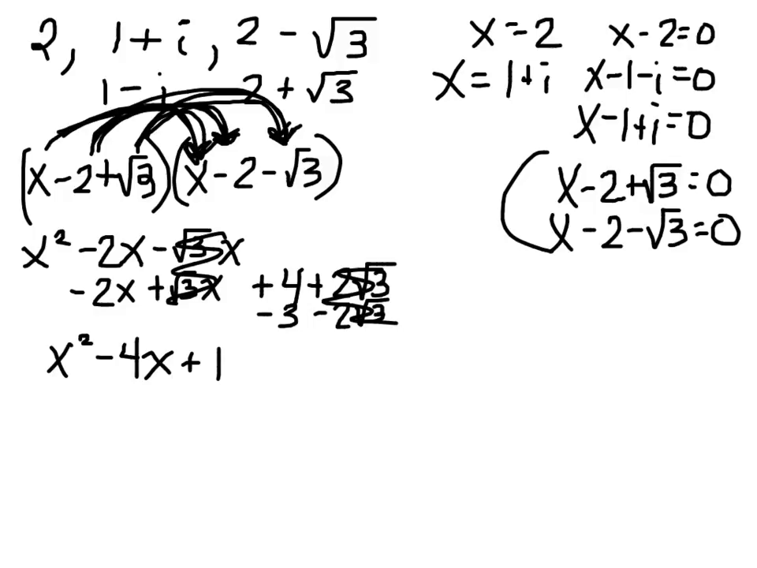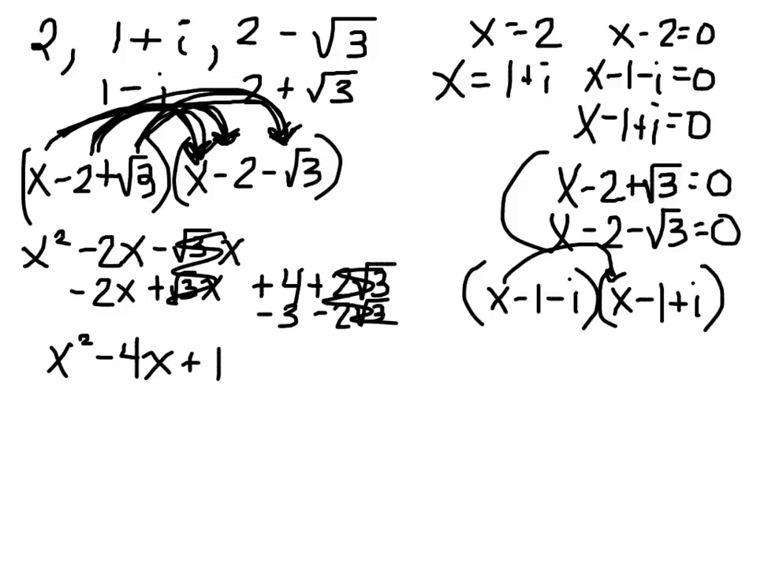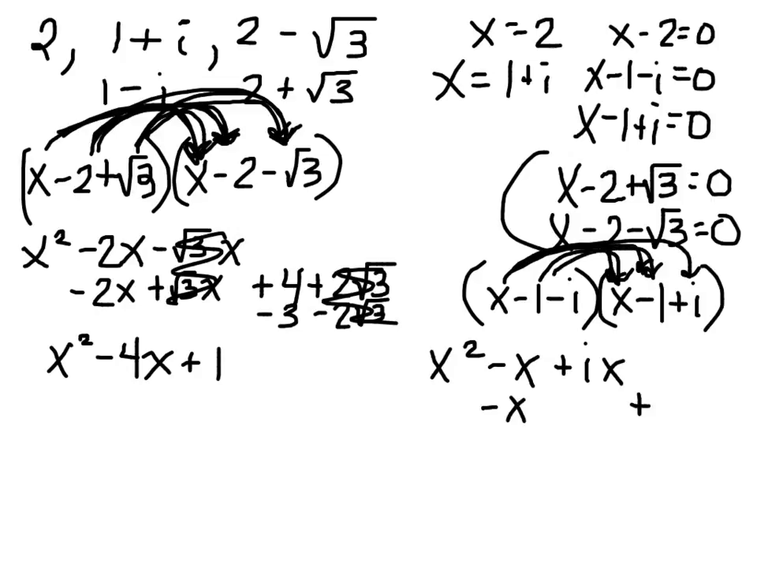The i's have it. You're right. So now I'm going to go x minus 1 minus i times x minus 1 plus i. What's x times x? What's x times negative 1? What's x times i? What's negative 1 times x? What's negative 1 times negative 1? What's negative 1 times i? What's negative i times x? What's negative 1 times negative i? What's negative i times i?